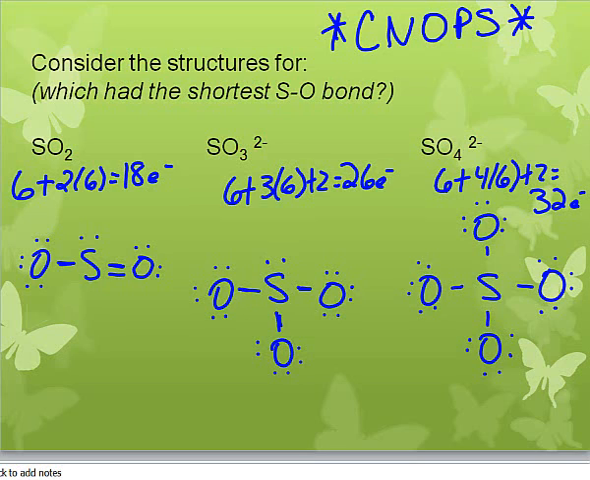So consider the structures and which has the shortest SO bond. I'm hoping that you say SO2 because you see a double bond right here. Double bond. That means it has the shortest SO bond because all the other ones are single bonds or sigma bonds. Remember, you can only double bond things if it's a CNOPS, which is carbon, nitrogen, oxygen, phosphorus, and sulfur.